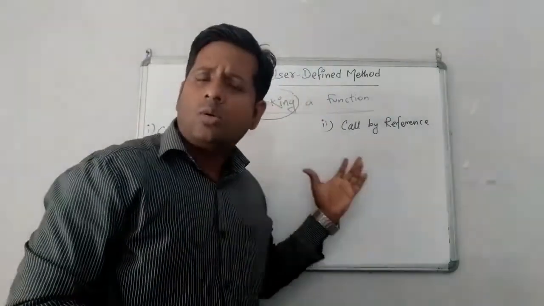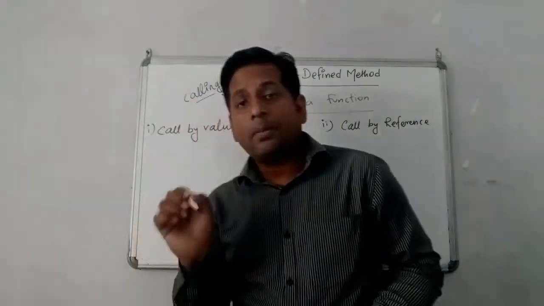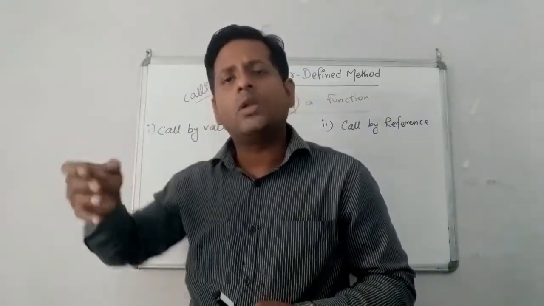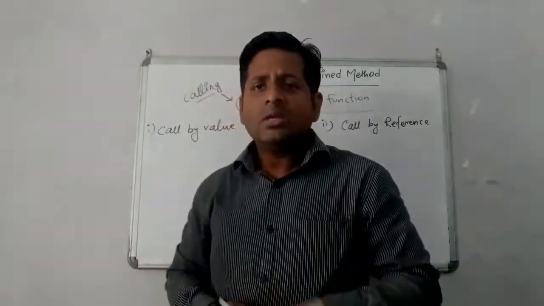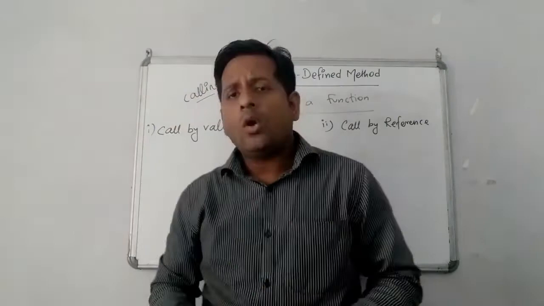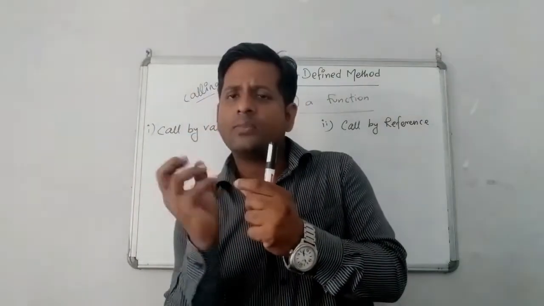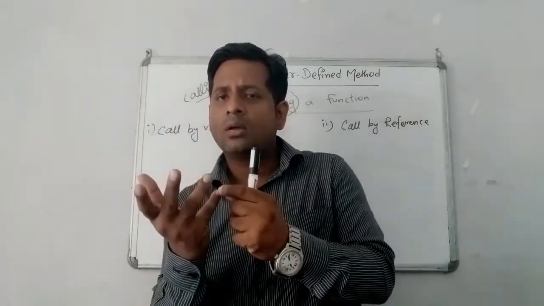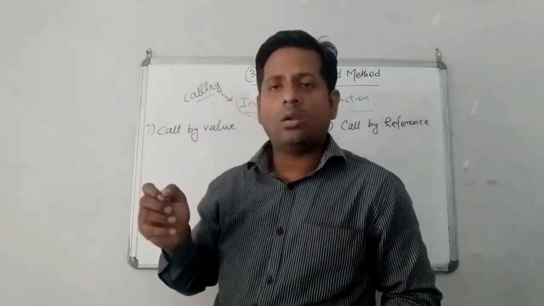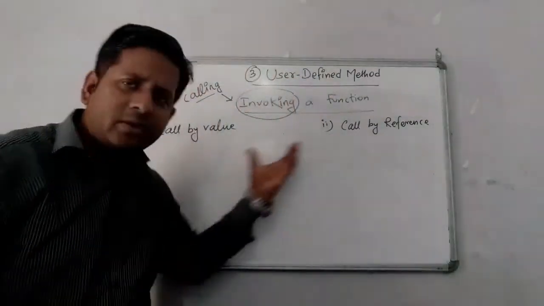So here, call by value means give the number, but the proper data type should be there. The particular function will come. It will involve the first method. The second one is call by reference. Now in reference, what do we have to do? We have to call through an object, channelizing. Directly we cannot call. So these are the two different techniques.